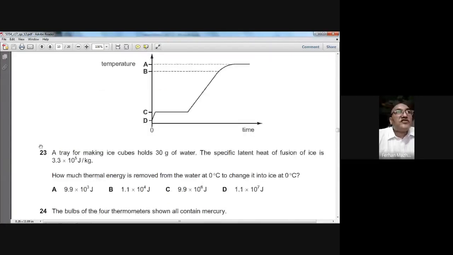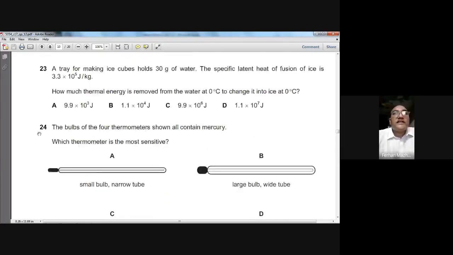Question number 23 is on your screen. A tray for making ice cubes holds 30 grams of water. The specific latent heat of fusion of ice is 3.3 × 10^5 joules per kg. How much thermal energy is removed from water at 0 degrees centigrade to change it into ice at 0 degrees centigrade? The heat taken out can be found at this melting point or freezing point.